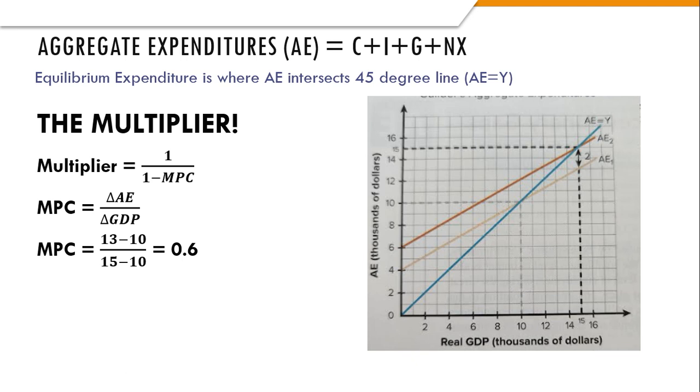Then if we plug that into our multiplier formula, 1 over 1 minus MPC, so 1 over 1 minus 0.6, the multiplier is going to be 2.5. So for every dollar we spend, it's going to have a $2.50 impact on the economy. So that's how the multiplier works.